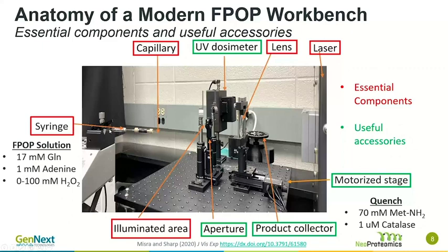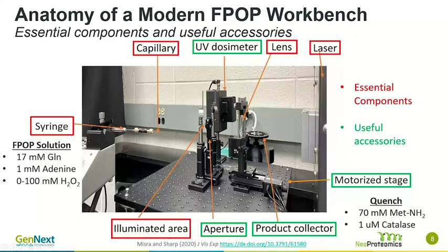Briefly, the way that the FPOP works is you have your protein in solution in a syringe with some concentration of hydrogen peroxide, as well as some concentration of glutamine and some concentration of adenine, and we'll go over what each of these is for later. And this solution is pushed through a fused silica capillary using a syringe pump. This capillary goes through the beam path of a KrF excimer laser, which fires at 248 nanometers.